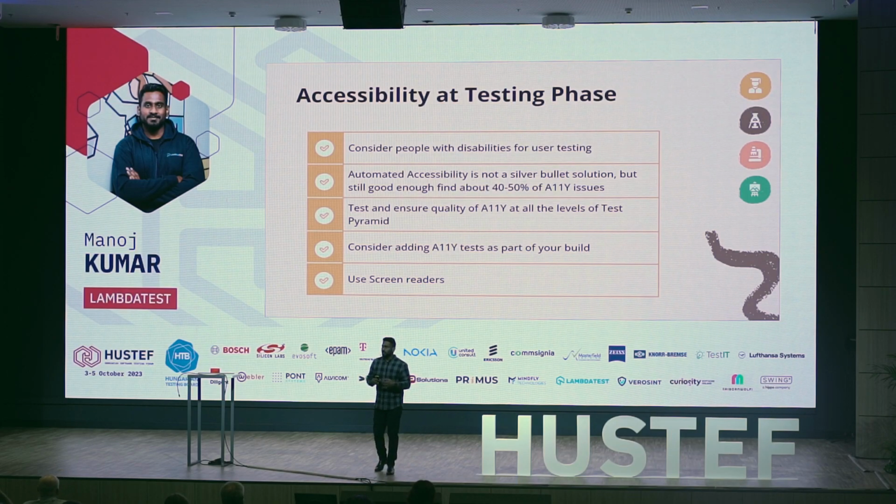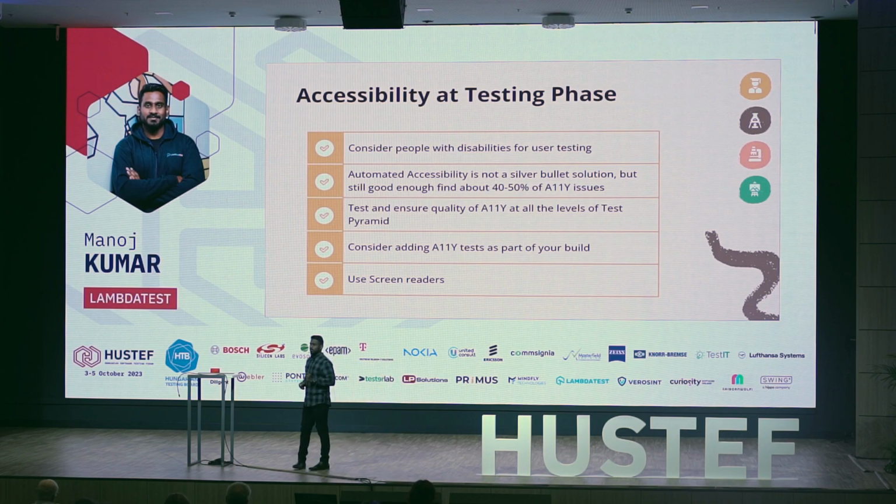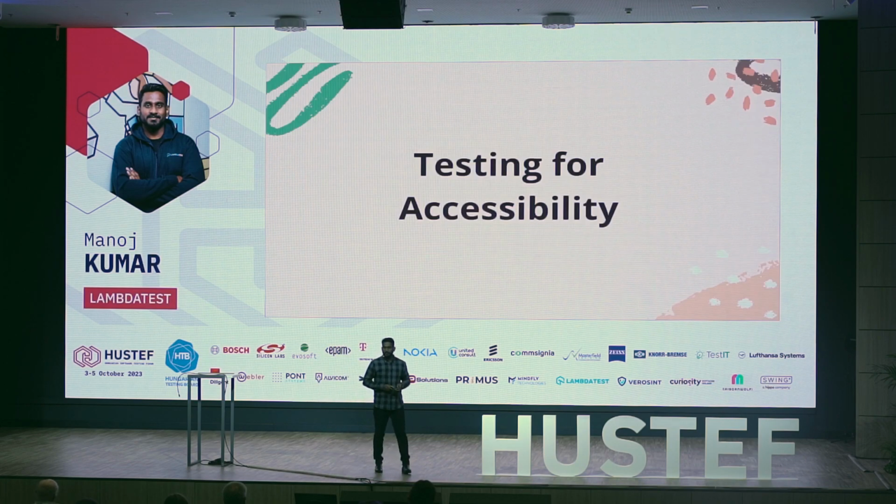So as testers, as QAs, as automation engineers, whatever role you play, you could look forward to achieving that 40, 50%. That itself will give you a lot of ways to make your application more accessible. And you should consider adding accessibility tests as part of your build. Build meaning a CI build. That's why I asked you earlier when I introduced, have you come across a task of putting accessibility as part of your pipeline? That will be interesting. And of course, use screen readers.